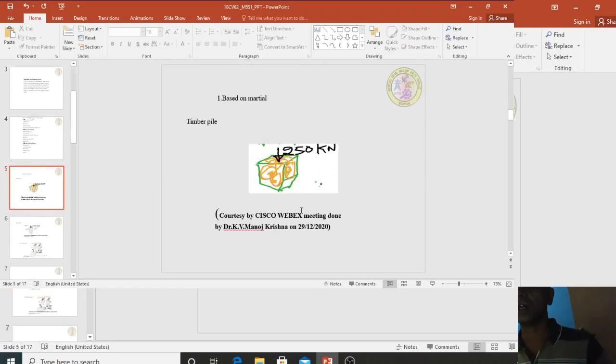First we will see based on the material. Timber pile. This timber pile was used in the olden days, and also it is used in the army, whenever they want to bridge a valley with a temporary bridge for carrying men and material during war time. After that they want to evacuate it, or they want to blast it, so that enemies should not use that as a pathway. In such cases, timber piles are used.